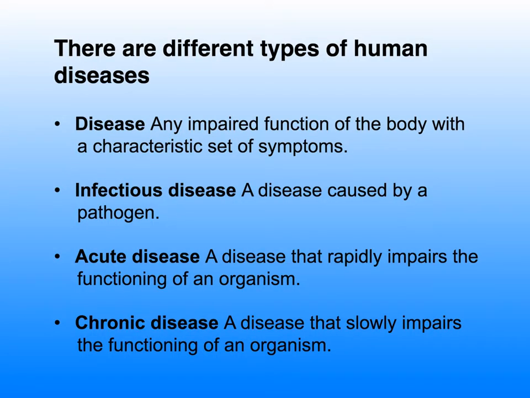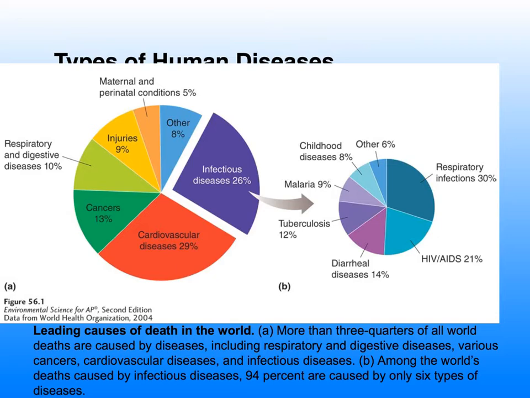A disease is any impaired function of the body with a characteristic set of symptoms. Infectious disease is a disease caused by a pathogen, and in your book there's some good examples of different pathogens. I believe there'll be a picture of it pretty soon. Acute disease rapidly impairs the functioning of an organism, and chronic disease slowly impairs the functioning of an organism. So think like heart disease, different types of cardiovascular diseases that happen over time, diabetes, things like that. Acute diseases are things that make you crack and bleed out right away.